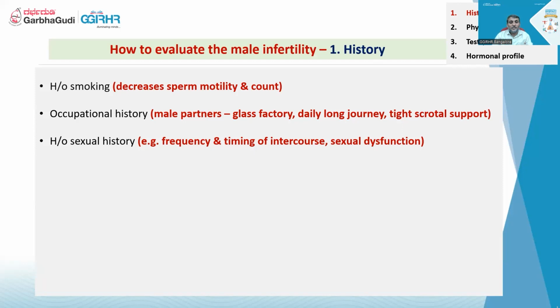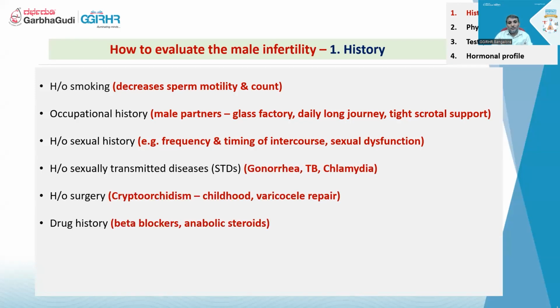Occupational history is also very, very important: whether the person is working in a glass factory, or doing a long daily journey of more than 50 kilometers, or wearing a tight scrotal support, which can hinder sperm function. Sexual history is also very important to know. Sexually transmitted diseases we have to rule out in the initial phase only.